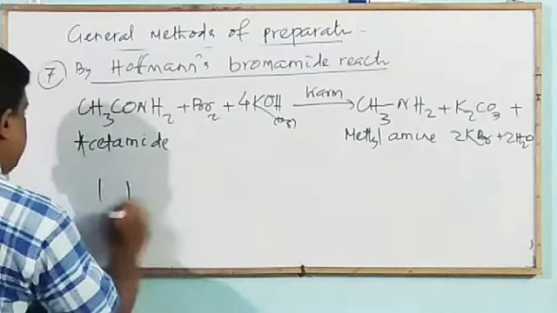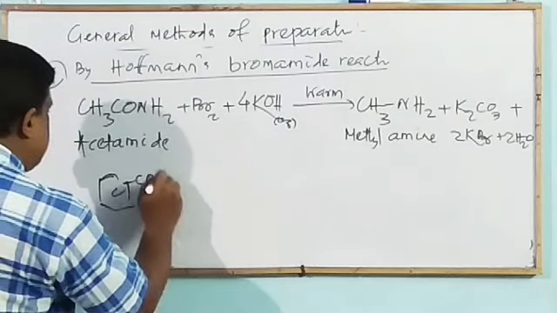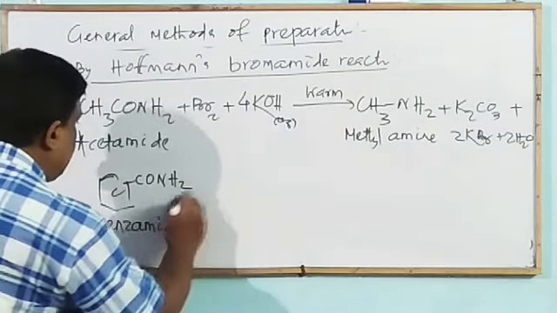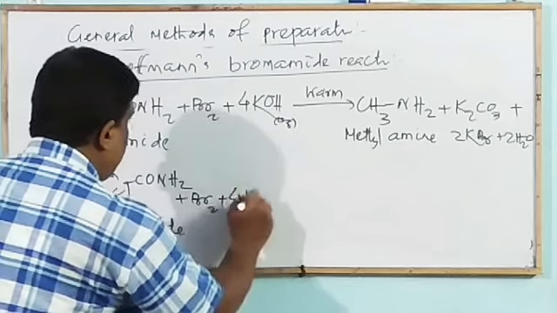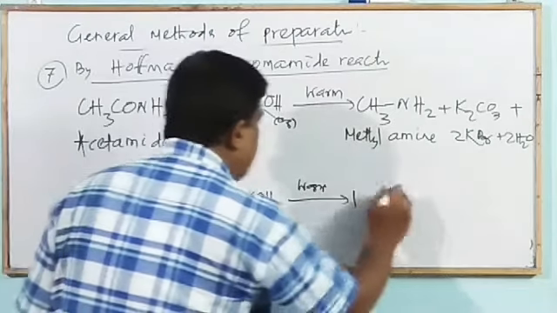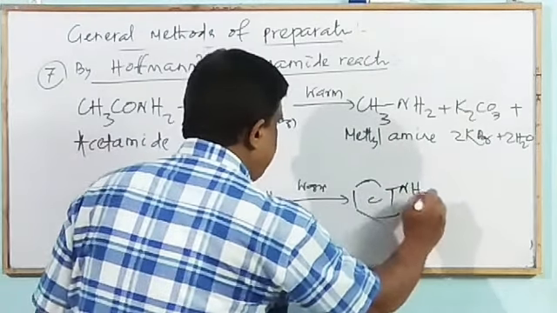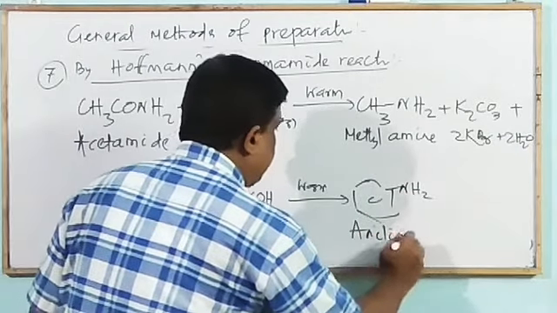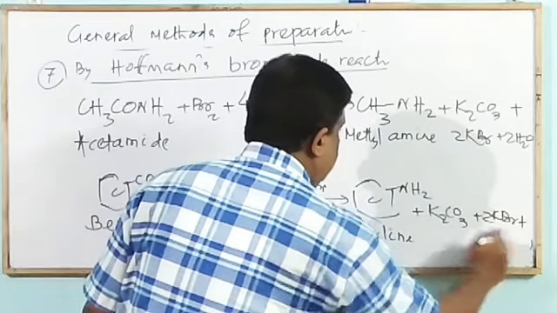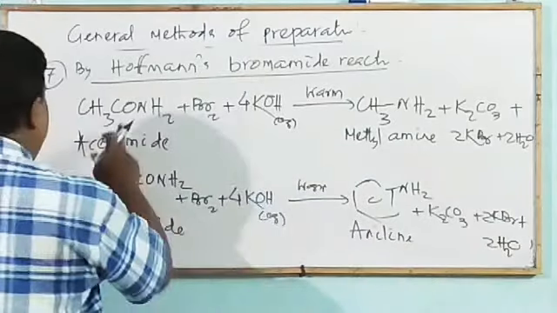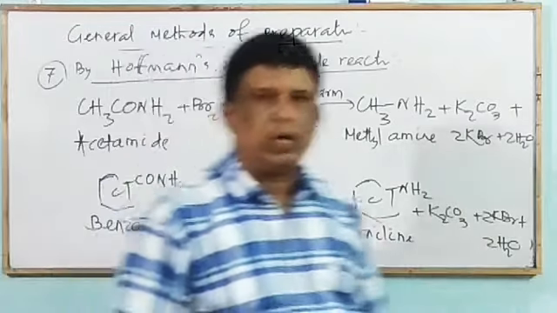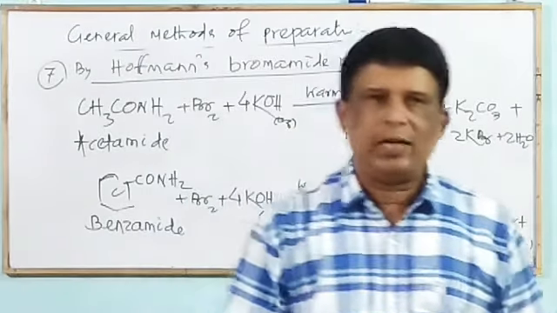Similarly, if we select benzamide, C6H5CONH2, plus Br2 plus 4KOH aqueous, warm. What is formed? Aniline is formed, C6H5NH2. Its name is aniline, plus K2CO3 plus 2KBr plus 2H2O. Mark that. Here the parent one possesses 2 carbon atoms, the daughter one possesses 1 carbon atom. That's why it is also known as Hofmann degradation reaction.